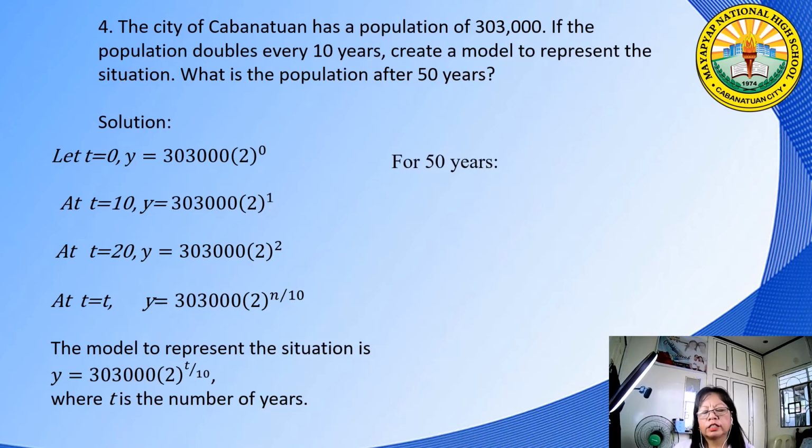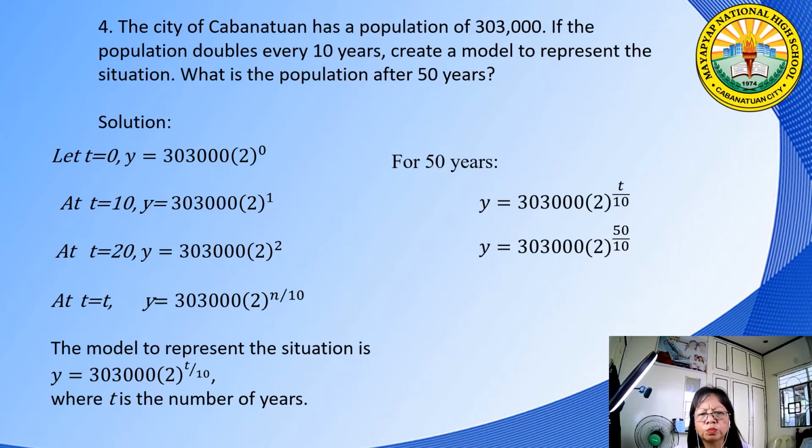So for 50 years, to find the population of the city of Cabanatuan using that model, y equals 303,000 times 2 raised to t over 10. Then you replace t by 50, equals 303,000 times 2 raised to 50 over 10. Then simplify, y equals 303,000 times 2 raised to 5. Then the population of the city of Cabanatuan after 50 years is equal to 9,696,000.